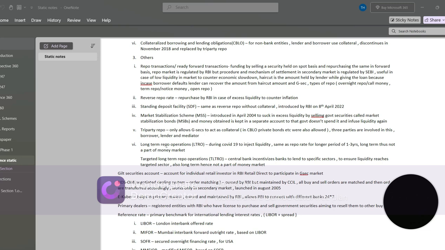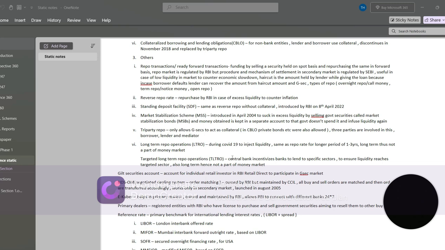LTRO, long-term repo operations. This actually happened during COVID-19 to inject liquidity. This is the same as the repo rate, just for a longer period, like from 1 to 3 years. And as this is for a longer period, this is not a part of the money market. And TLTRO is also not a part of the money market as it is for the long term.